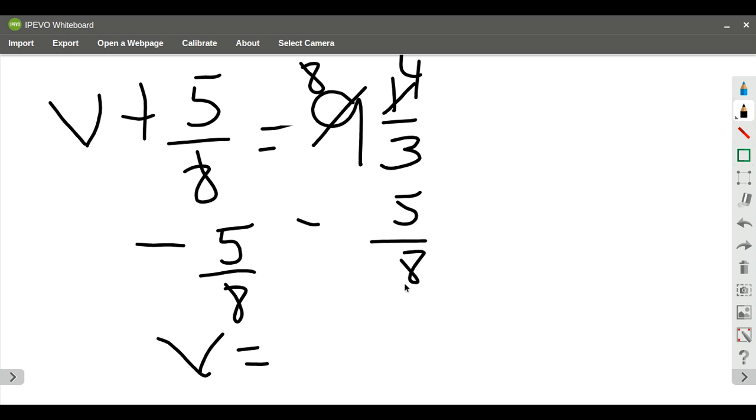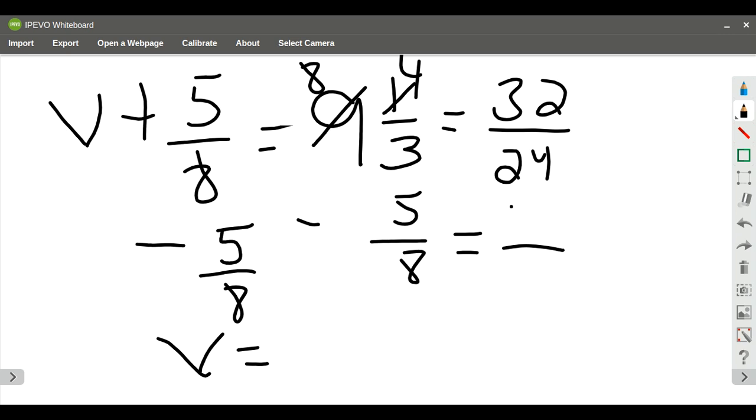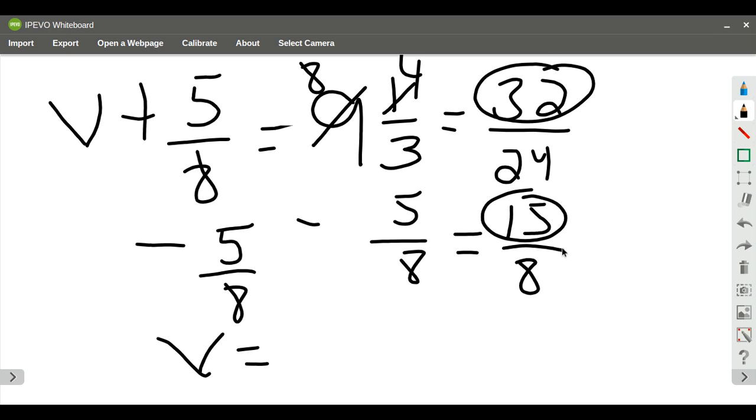Common denominator between 8 and 3 is going to be 24. So this is going to be equal to, if I multiply this by 8, I get 32/24. 5/8 is going to be 5 times 3, which is 15, so I have 15/24. I subtract 32 minus 15, and I get 17/24. So now my answer is V equals 8 and 17/24.